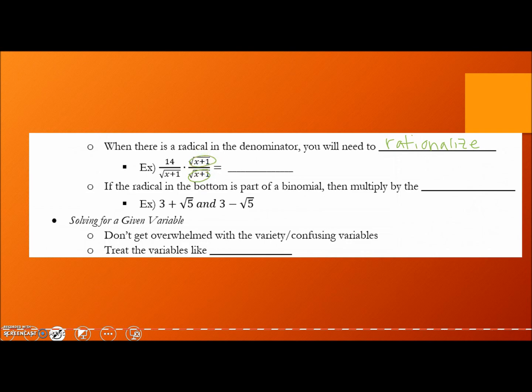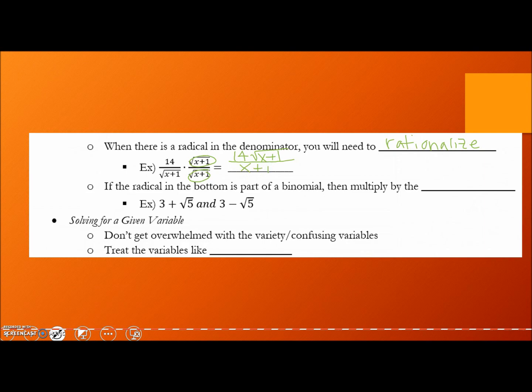That would give me on the top 14 square root of x plus 1. I can't actually multiply 14 by anything because the 14 is not under the radical. On the bottom, when you multiply the same square root together, just a refresher, it just comes out of the square root. So it's just x plus 1.